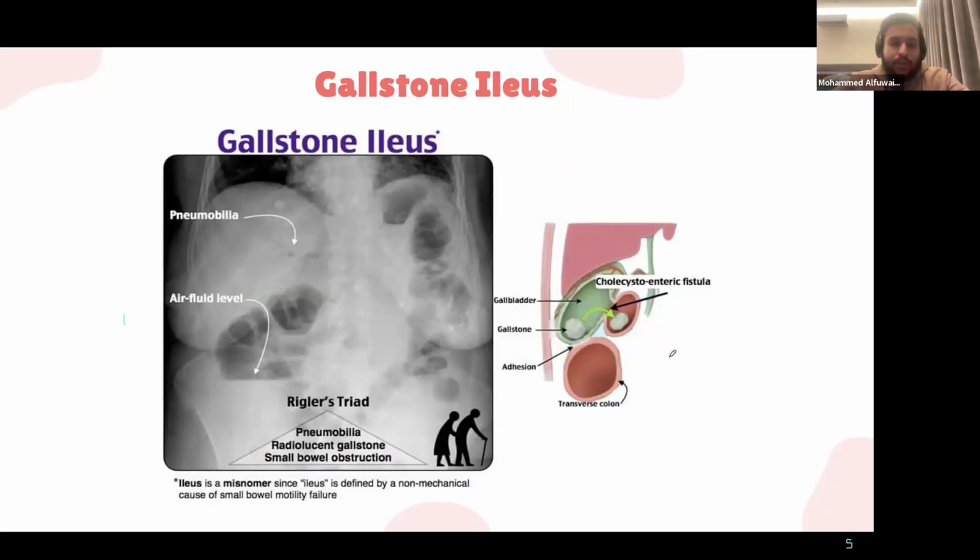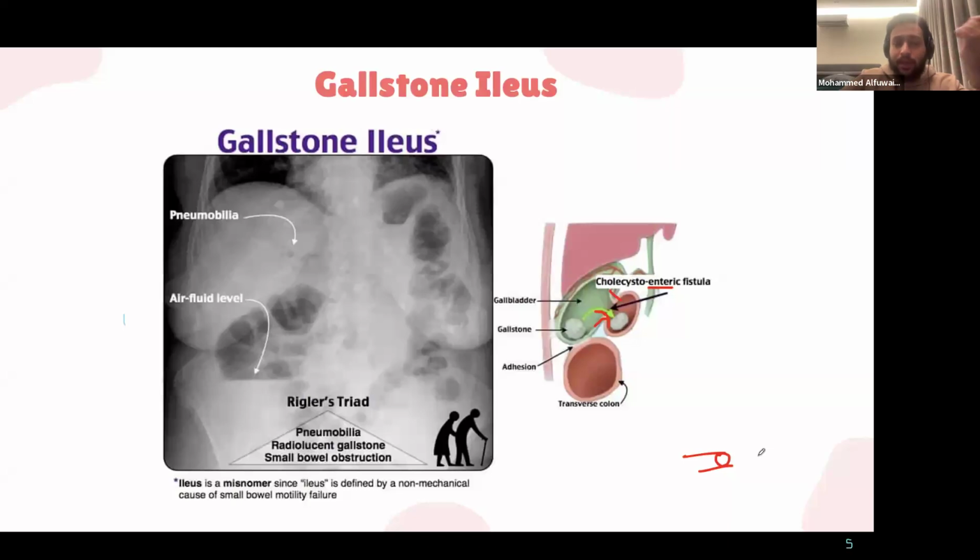cholelithiasis and cholecystitis. Due to the chronic inflammation, there could be a fistula, which is an abnormal connection between two epithelialized structures. That's the definition of a fistula. So the two epithelialized structures are a loop of bowel in the small intestine and the gallbladder. When it forms, it's a cholecysto, from the gallbladder, enteric, from the small intestine, fistula. This gallstone will go into the bowel, go all the way to the terminal ileum and obstruct there. Terminal ileum is again the narrowest portion of the small intestine.